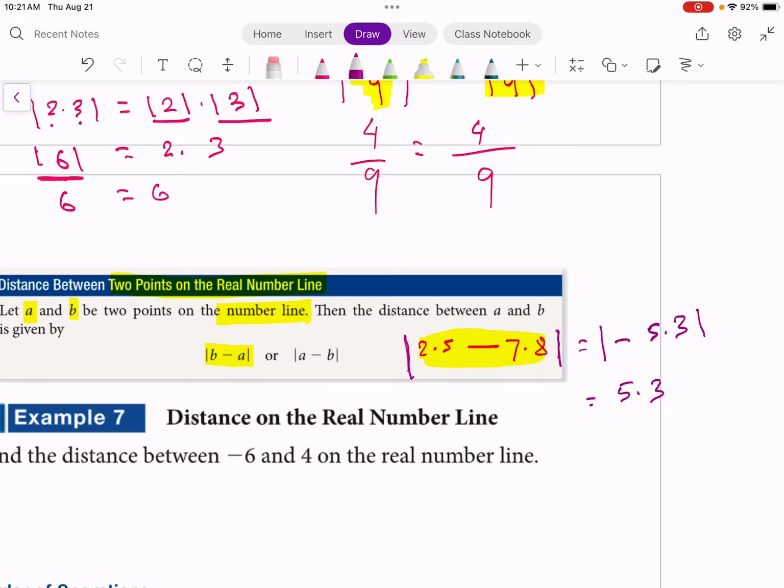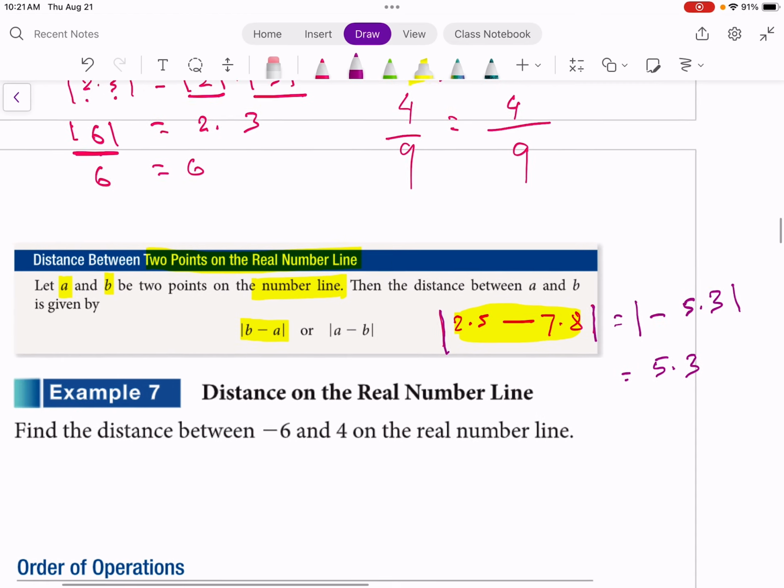So if you are asked to find the distance between any two numbers on a number line, you find the absolute value of the difference of those two numbers. You have to find the absolute value of the difference of those two numbers.